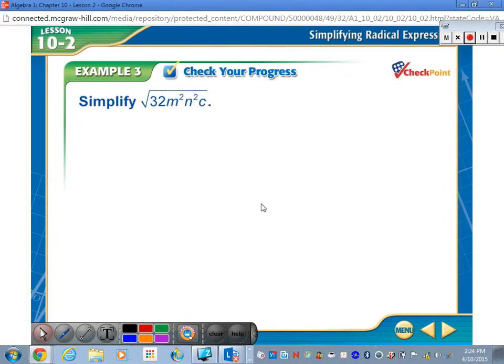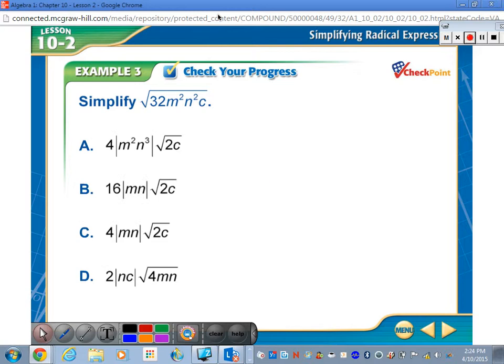Okay, so now we're going to do 32. And now, one of the things I did is I looked at it, process of elimination, but let's do it, okay? So 32, most of you probably said 8 and 4. 8, 4, m squared, n squared, c. But 8 also breaks down into 4. So 2, 4, 4, m squared, n squared, c.